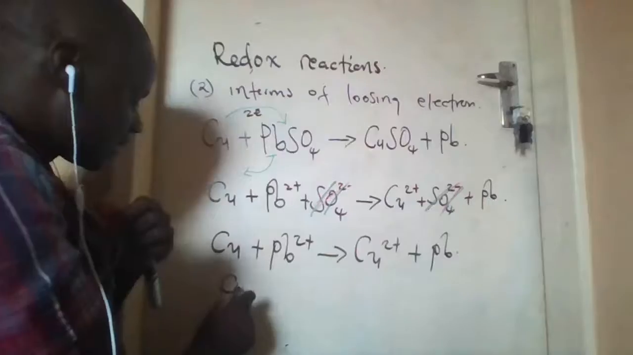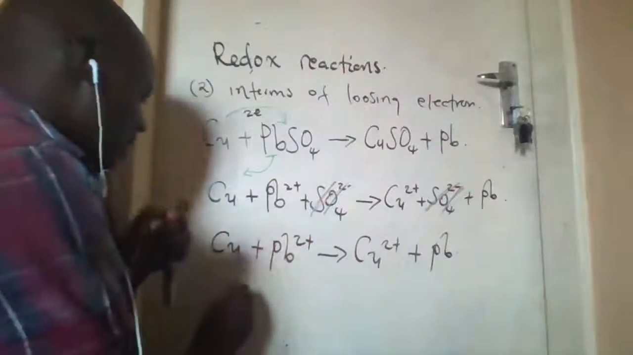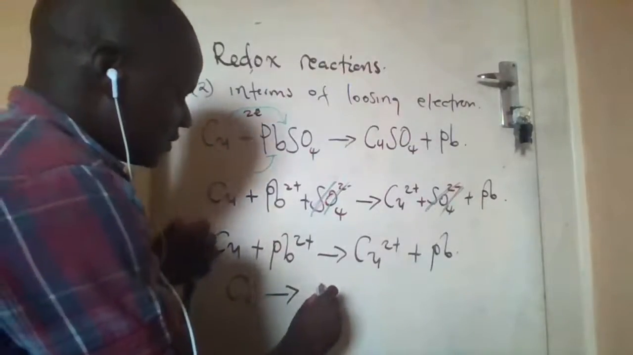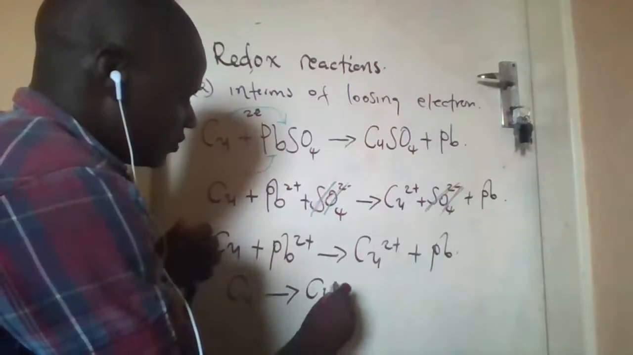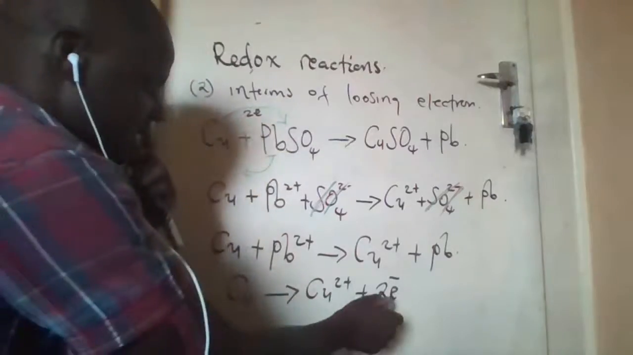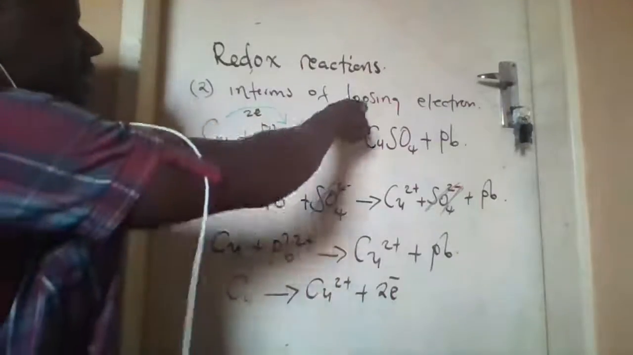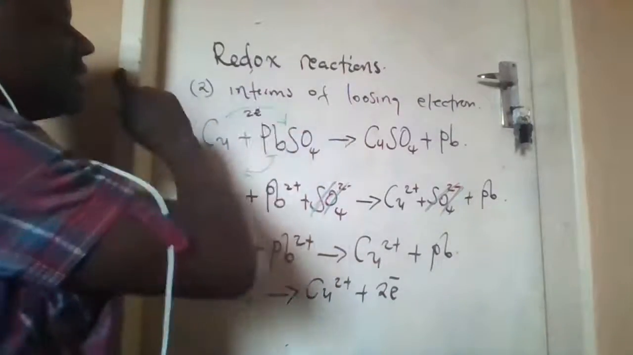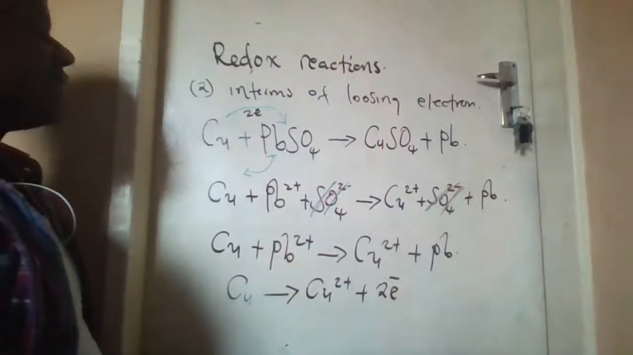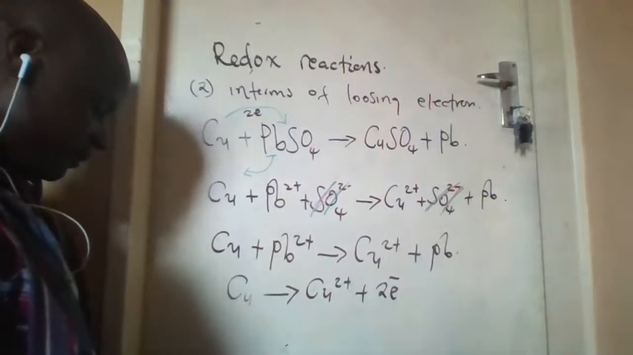So the copper guy here lost 2 electrons. Cu2+ plus 2 electrons. So these are the electrons that copper lost. Because copper has lost electrons, therefore oxidation is defined, because we said that the definition is going to be based on the losing of electrons.